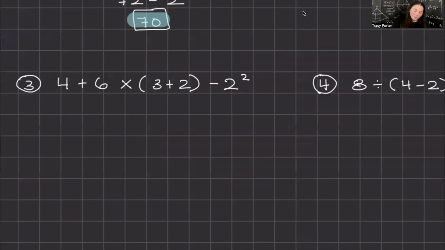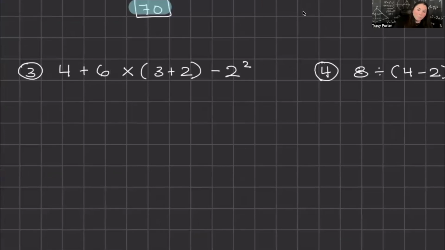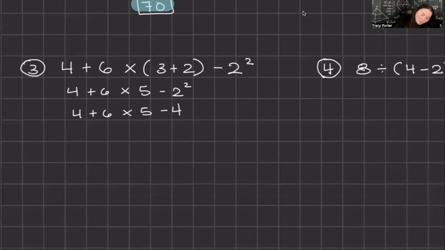Okay, let's look at number 3. Do the same thing. We'll do parentheses first, so I'm going to rewrite everything else. 3 plus 2 is 5. Now I'm going to do my exponents. 2 squared is 4. Now I'm going to do the multiplication that is in the middle. 6 times 5 is 30. And then left to right, I get 34 minus 4. And then finally 30.